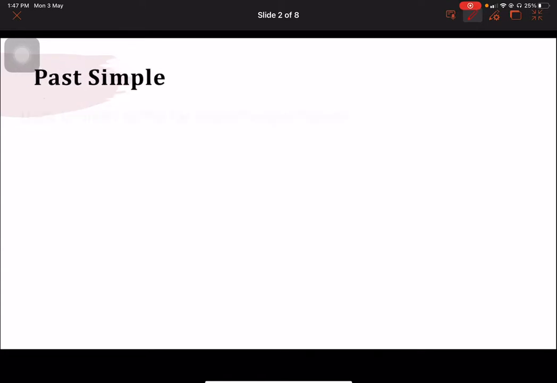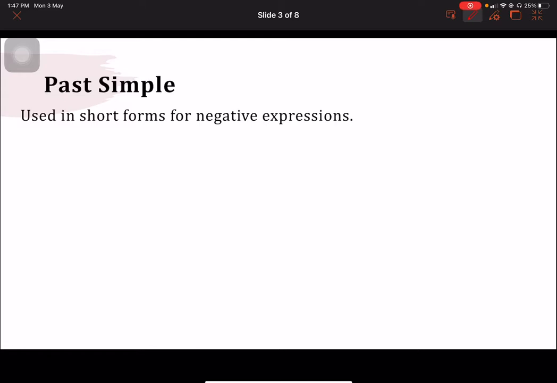Past simple is also used in short forms for negative expressions. We don't use short forms for positive sentences, but negative, yes. For example, you say did not go. So how do you change it to short forms? It will become didn't. Didn't go. So if you notice here in the sentence, because of this contraction, the verb retains.